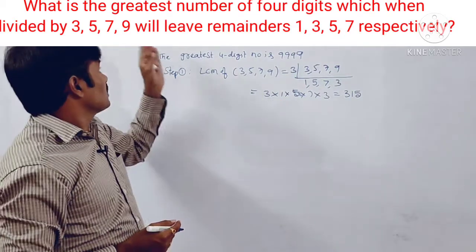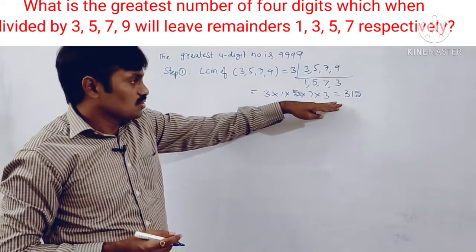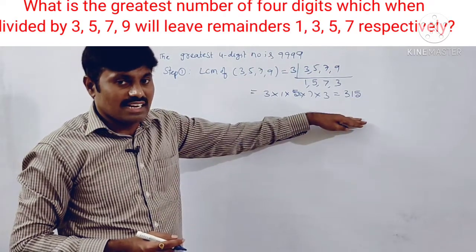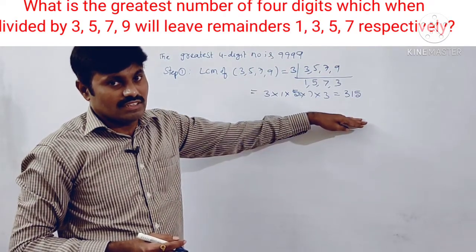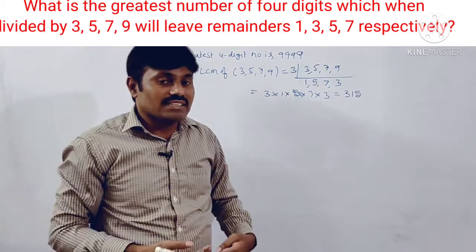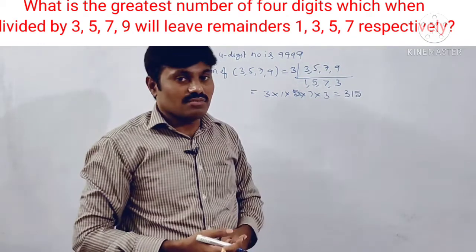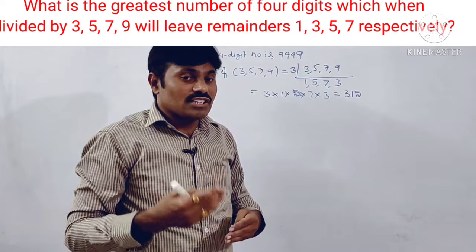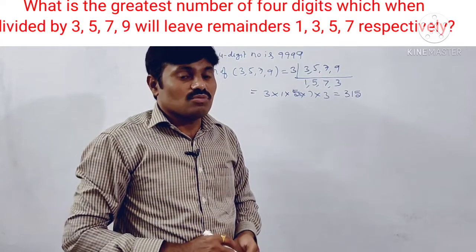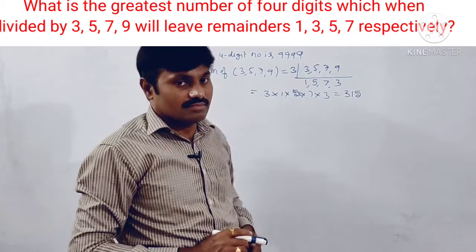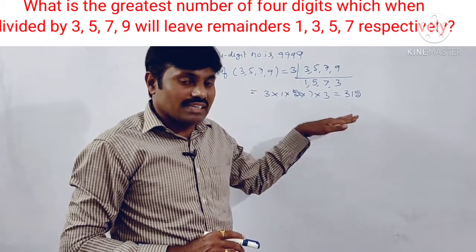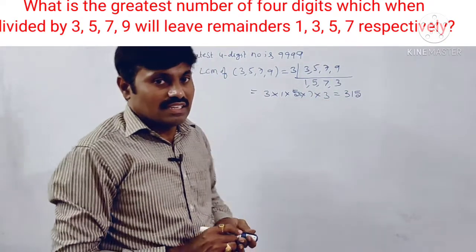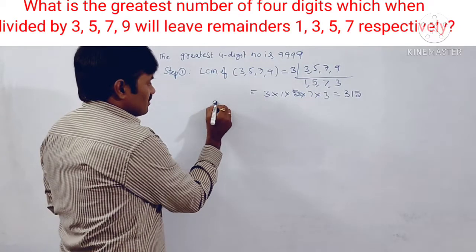Now they ask us to leave some remainders. So first divide the 4-digit number by this 315. That means you try to get the multiple of 315 which is the greatest 4-digit number. I repeat, try to find the largest 4-digit number which is divisible by 315. To get it, do like this. First find the division.